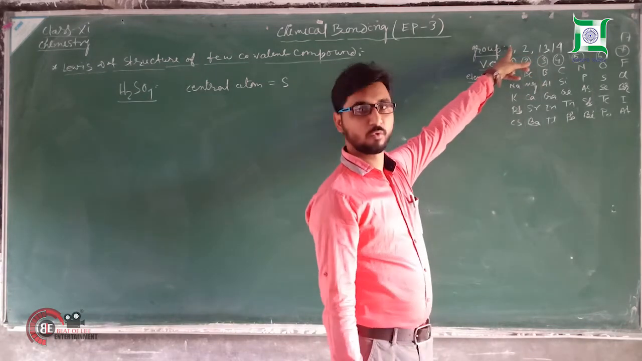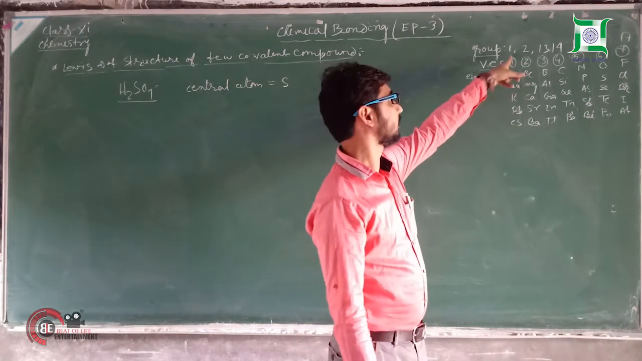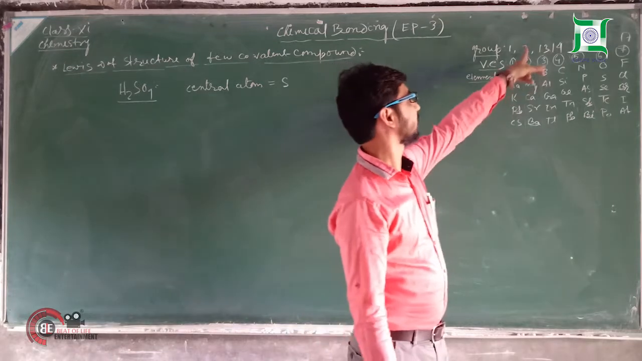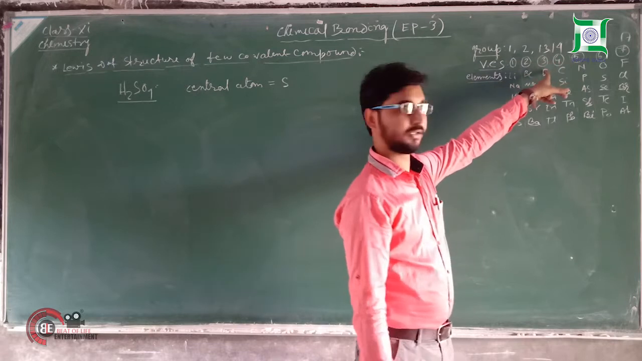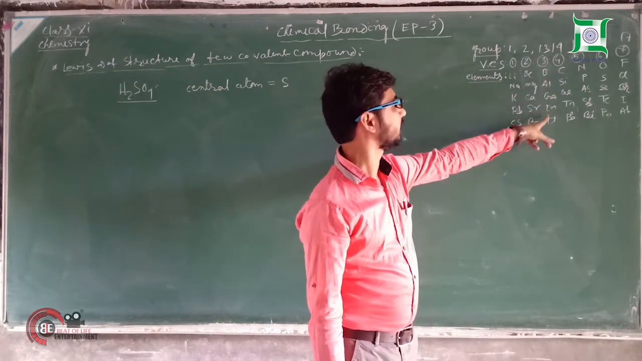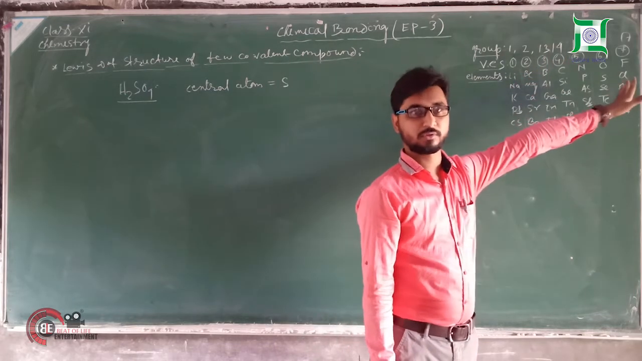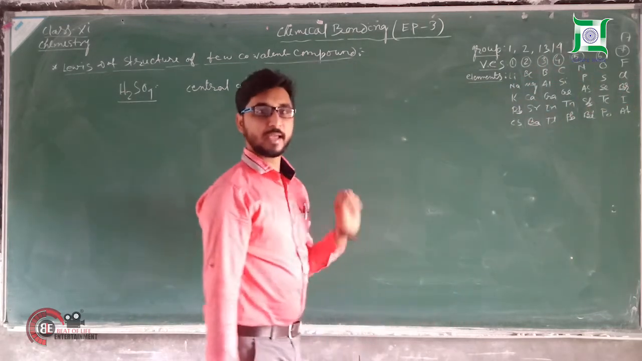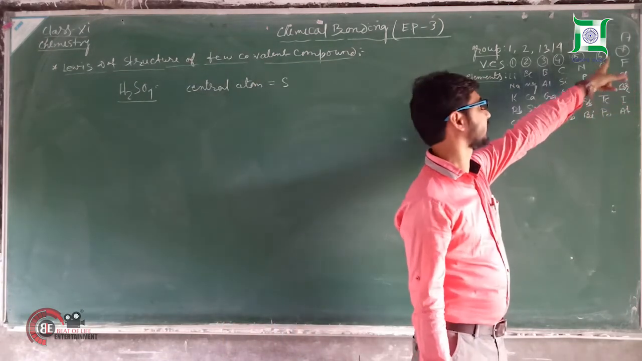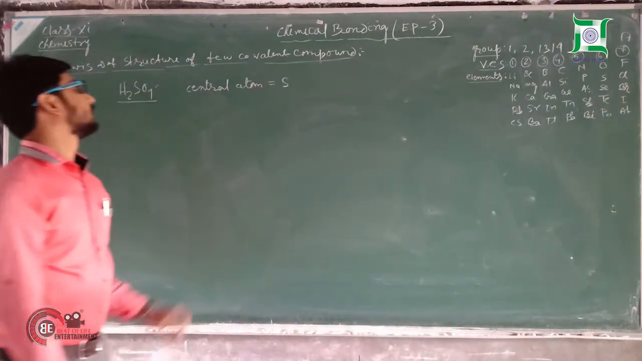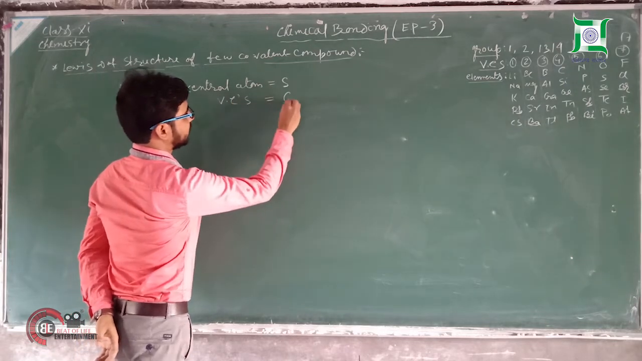For example, group 1 elements like lithium, sodium, potassium, rubidium, cesium all have 1 valence electron. Similarly, group 2 elements have 2 valence electrons. Similarly, boron, aluminium, gallium, indium, thallium are group 13 elements with 3 valence electrons, and so on. From this table we can see that sulfur is an element of group 16, so valence electrons equal 6. So the central atom sulfur has 6 valence electrons.